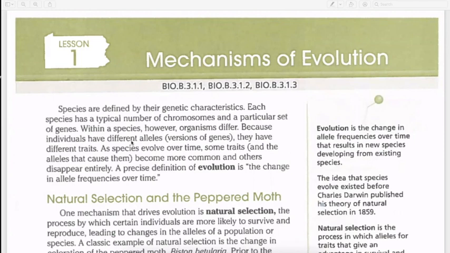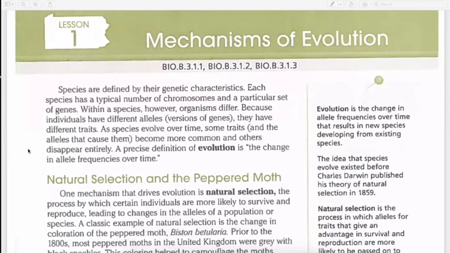Species are defined by genetic characteristics. Each species has a typical number of chromosomes and a particular set of genes. Within a species, however, organisms differ. Because individuals have different alleles, versions of genes, they have different traits. As species evolve over time, some traits and the alleles that cause them become more common and others disappear entirely. A precise definition of evolution is the change in allele frequency over time.